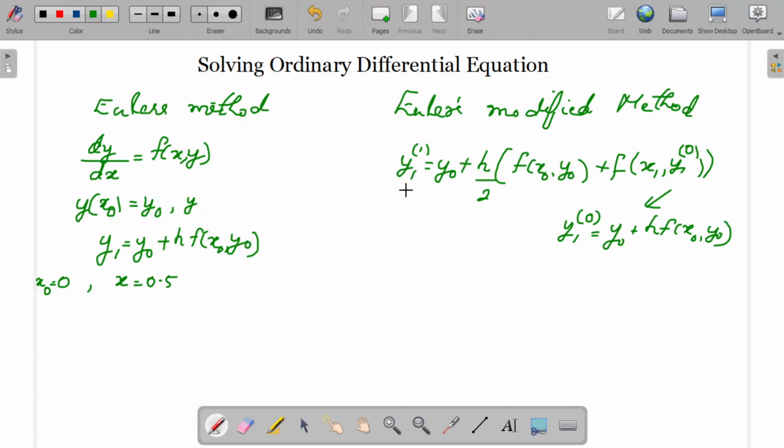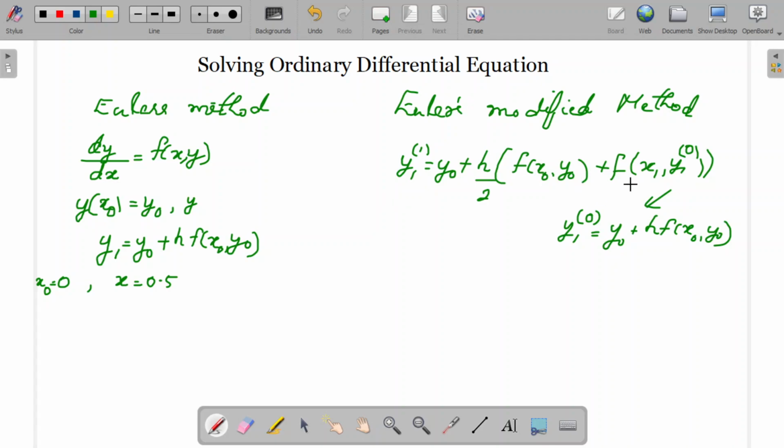And then, as you go on finding the values, when the y1 values become more converging, or very similar, then you can stop there and take that as the final solution for y1. So that is how we find the solution in Euler's modified method.